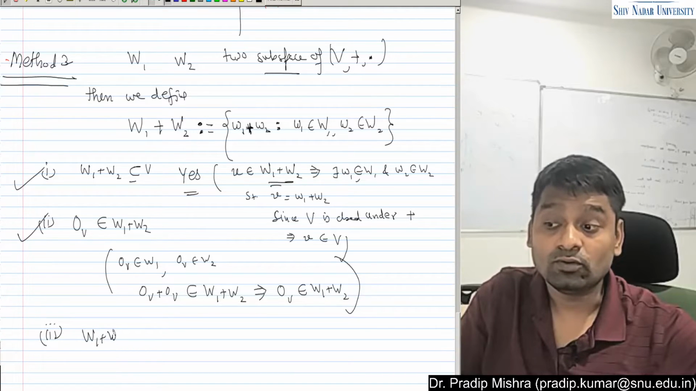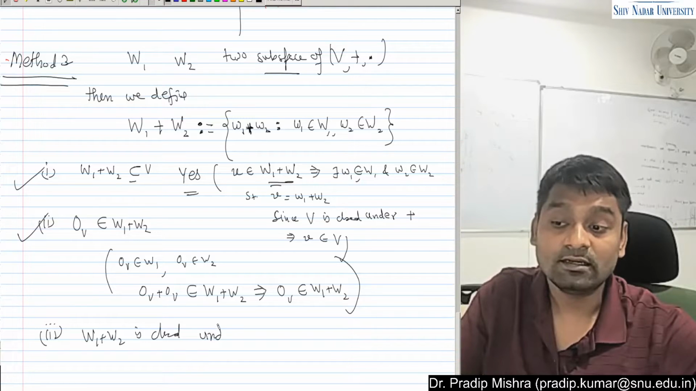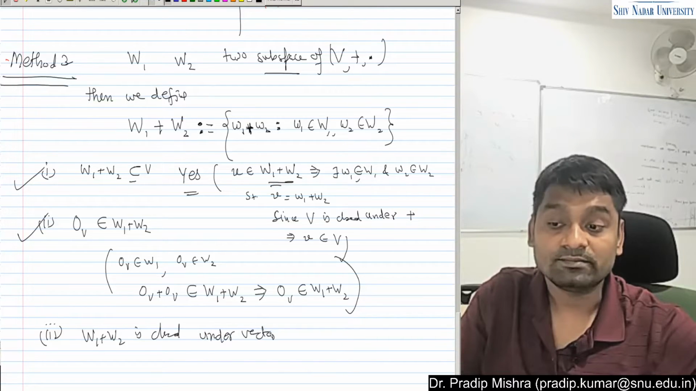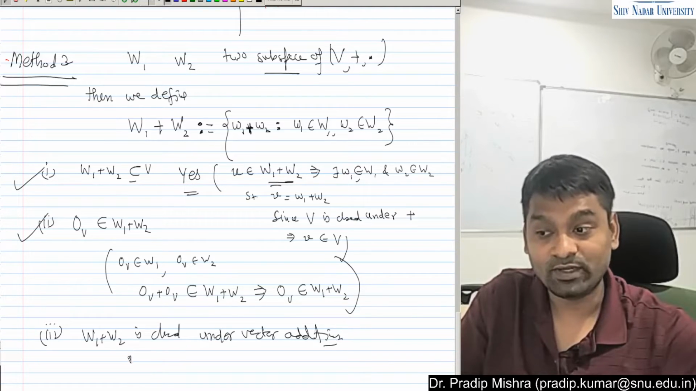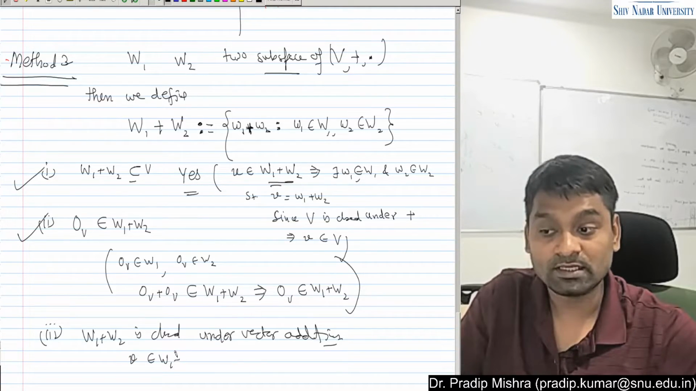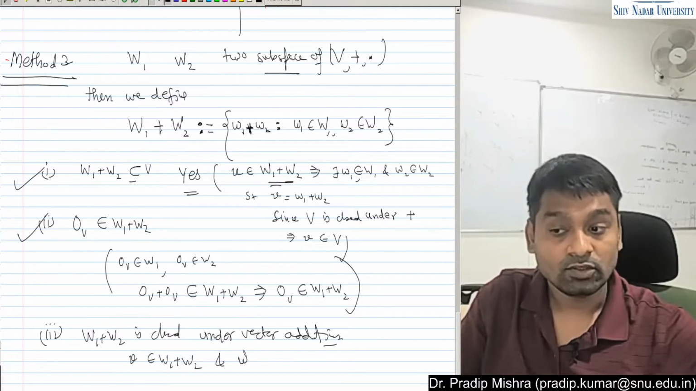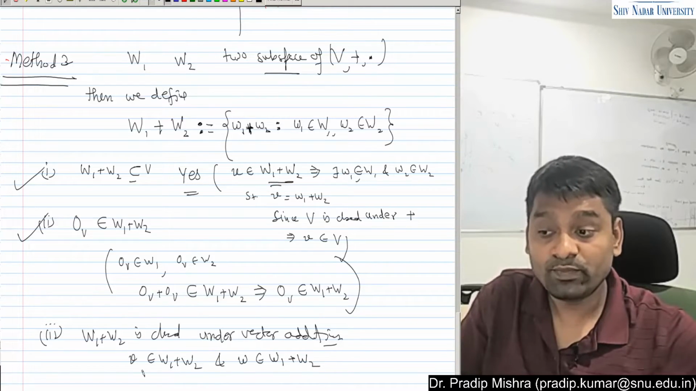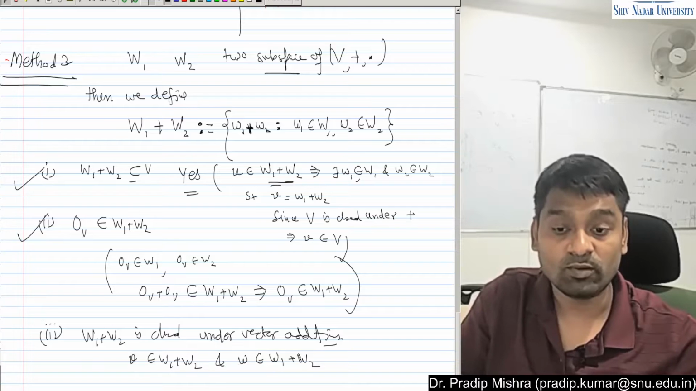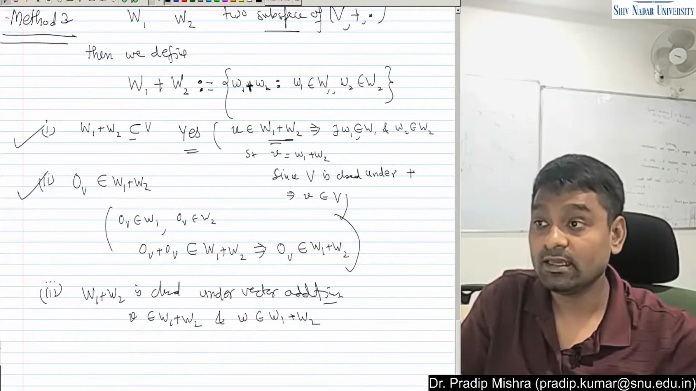The third thing is that W1 plus W2 is closed under vector addition. How to prove this? Again, you will take some v belonging to W1 plus W2, and you will take w belonging to W1 plus W2. Now I have to prove that v plus w belongs to W1 plus W2. How will you prove it?